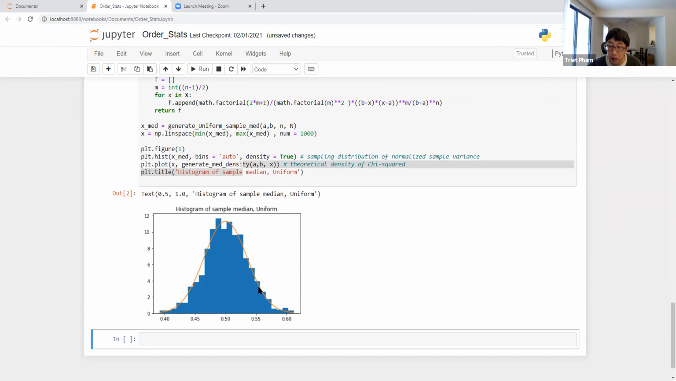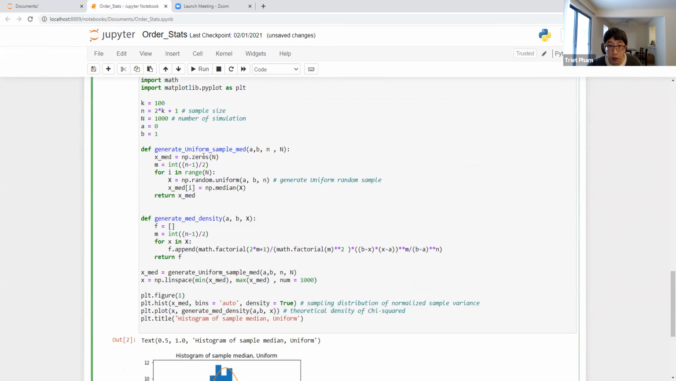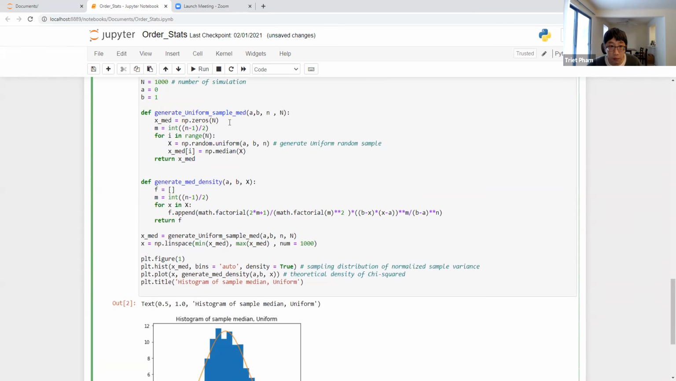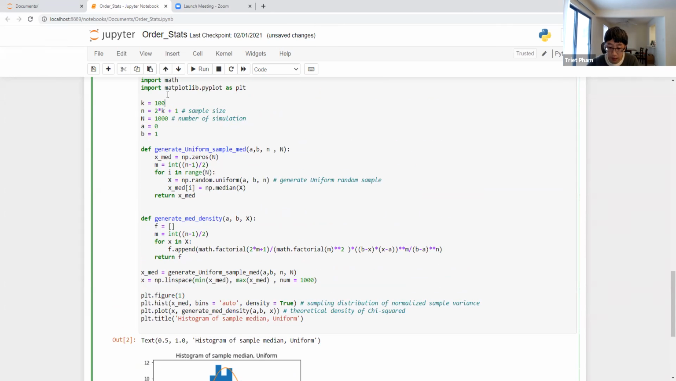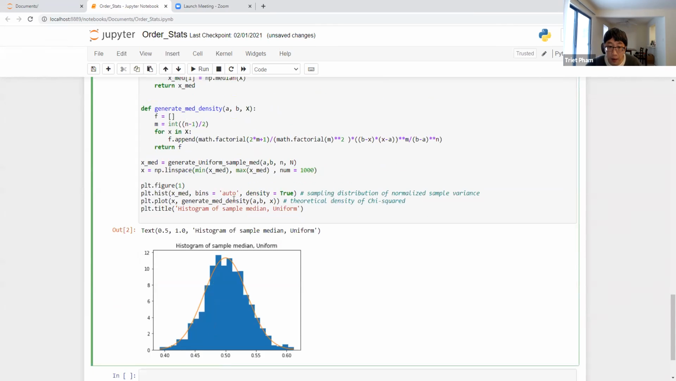You see? Normal. That's exactly that normal. And I said it's universal, right? Because I'm working with uniform here. I'm not working with a normal population, all right? And if you make it bigger, let's say make it 1,000, what happens? This curve will still stay in the middle. The mean is still the median, which is 0.5 for the uniform 0, 1, but the variance will get tighter.